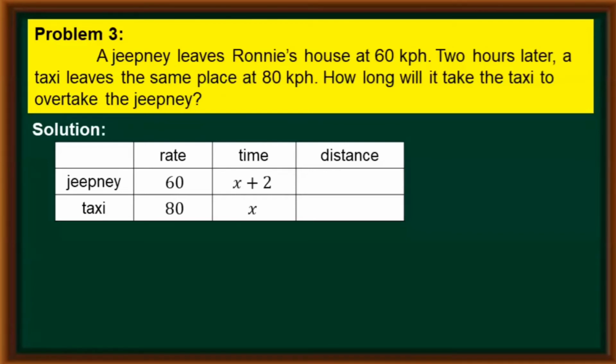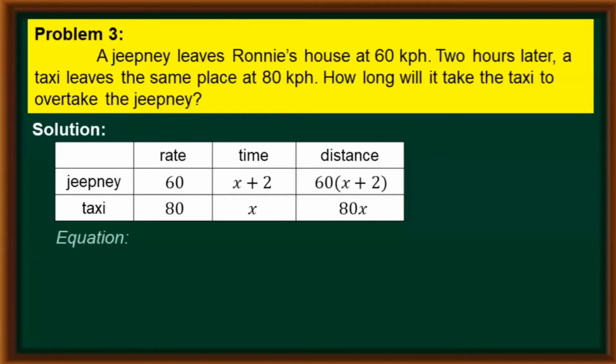And for the distance column, we simply multiply the rate and the time in the second and the third column. So for the taxi, we have 80 times x, which is 80x. And for the jeepney, we have 60 times the quantity x plus 2.